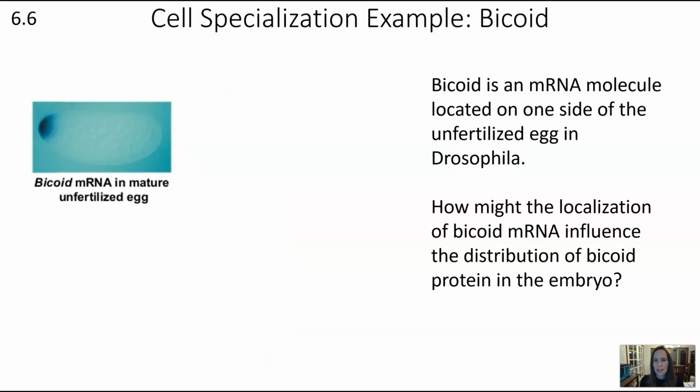Let's see if we can make sense of this. This is complicated stuff. I think an example is going to help. We're going to start looking at something called bicoid. Bicoid is an mRNA molecule located on one side of the unfertilized egg in Drosophila. You can see that in the diagram on the left. How might the localization of bicoid mRNA influence the distribution of bicoid protein in the embryo?